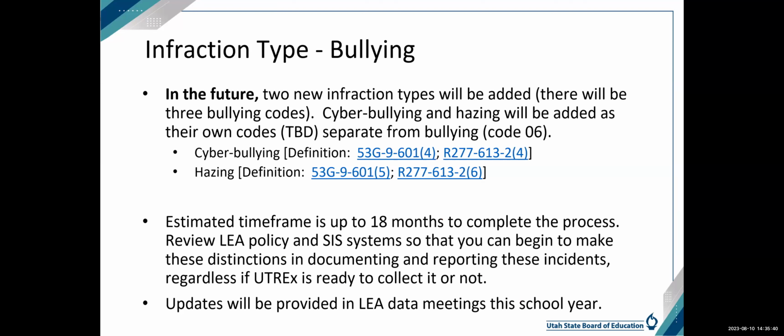So in the future, we are going to actually have 2 new infraction types that will be added, so that there will be 3 bullying related codes. In other words, cyberbullying and hazing will be added as their own codes. Again, this is a work in progress, and they'll be separate from bullying. If you need definitions for those specifically, they're provided right there on the slide. The estimated time frame for this process is up to 18 months.